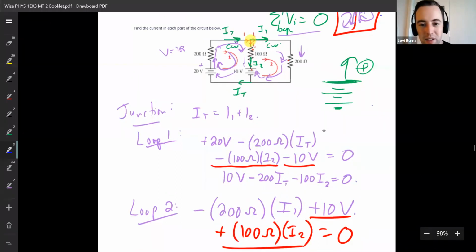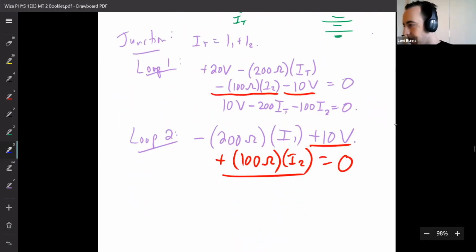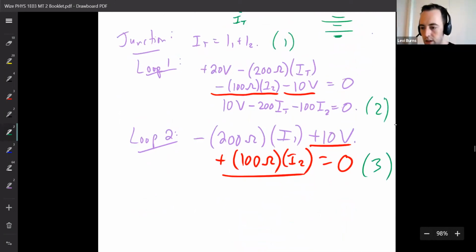Okay, so we've set up our 3 loop rule equations. Again, just whatever currents you define at the start and whatever loops you define at the start, as long as you're consistent with those, you'll get to the right answer. That's the most important part. So let's just put some numbers on these equations because now it's actually a math thing. So let's call it equation 1, equation 2, equation 3. This is the boring part. Now we have to just solve it, do the math basically.